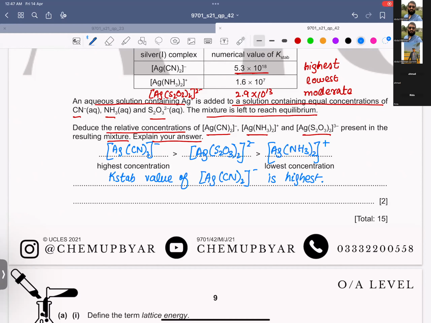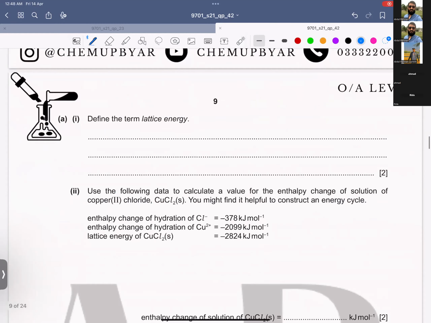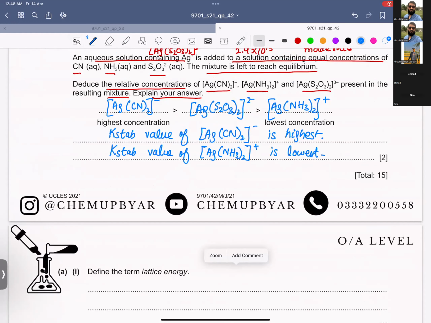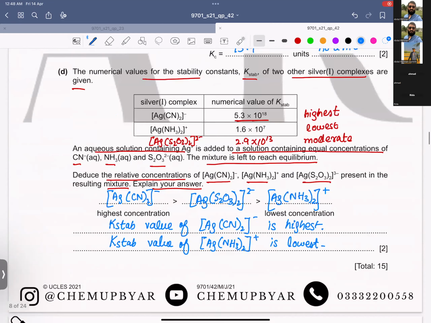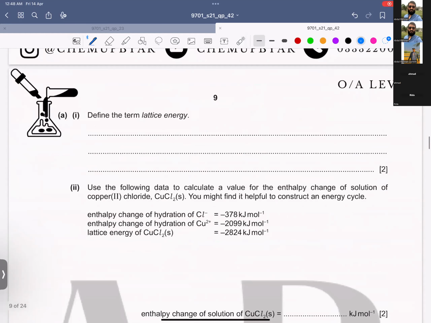Its value is highest, and then I would write that the K step value of Ag(NH3)2 is lowest. Is this clear to everyone? Yes, sir. Okay. Now, define the term lattice energy.